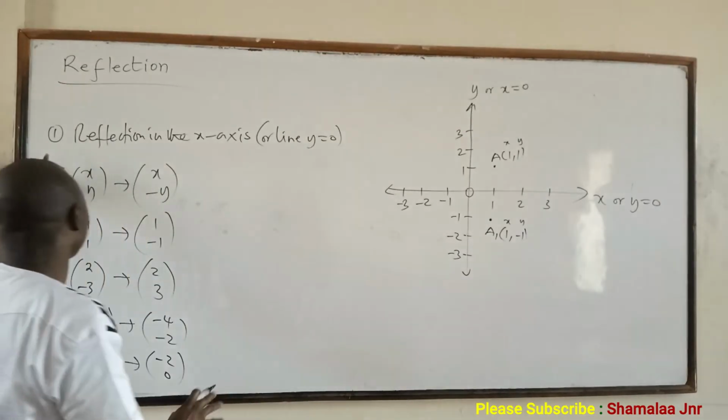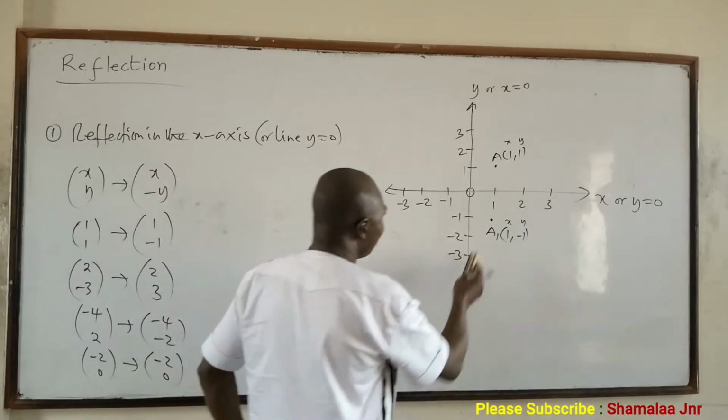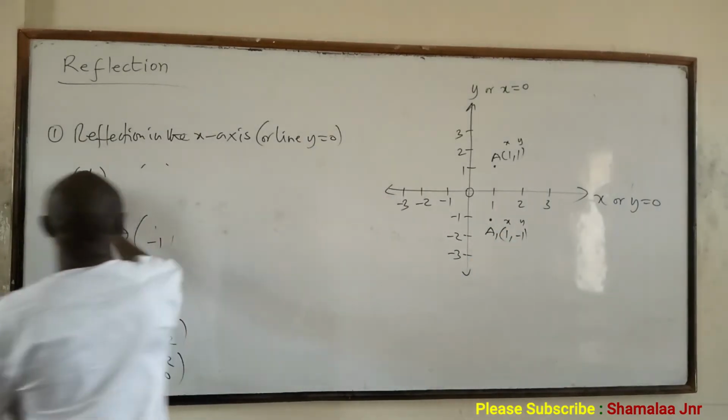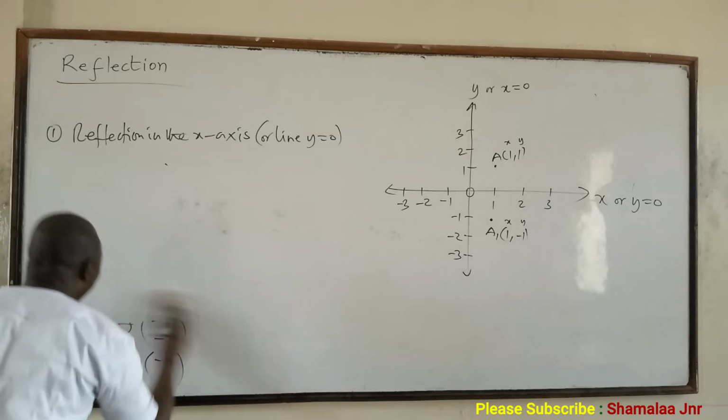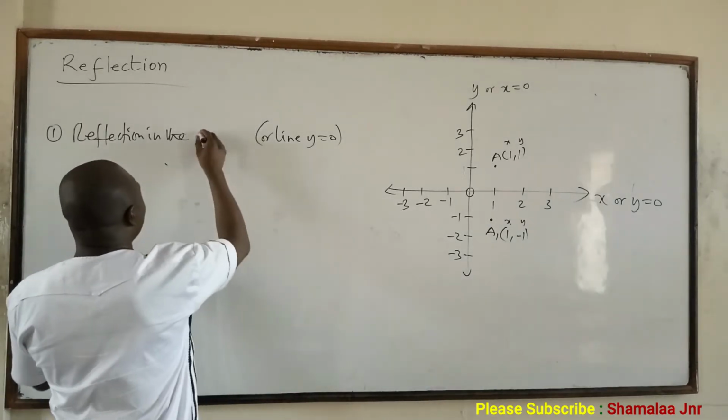So this is the first type, reflection in the x-axis. Now, let's look at the next type, reflection in the y-axis.